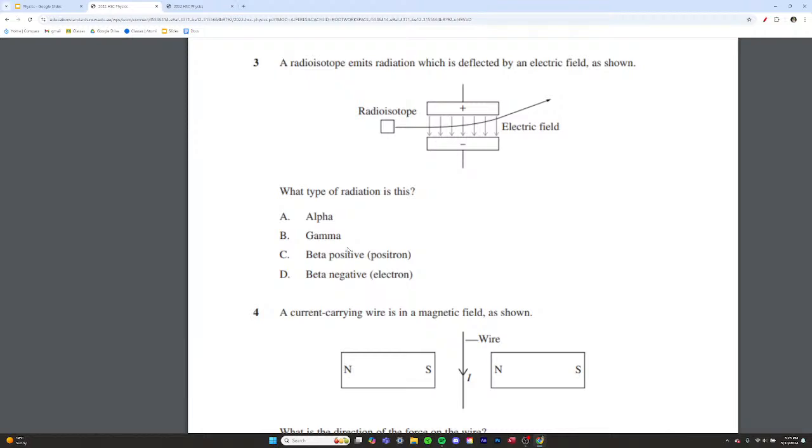A radio isotope emits radiation which is deflected by an electric field as shown. What type of radiation is this? Well, I'm just going to hazard a guess here that it's either positron or electron, just because it's affected by the electric field. The electron, because it's going towards positive.